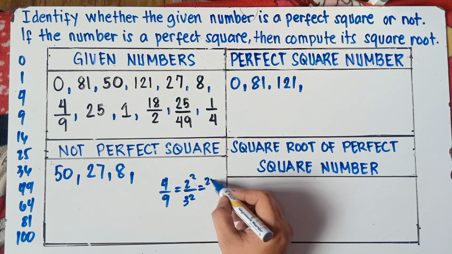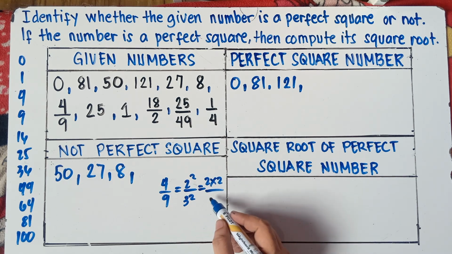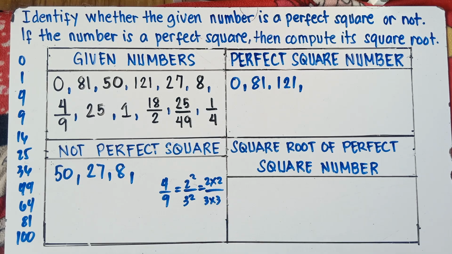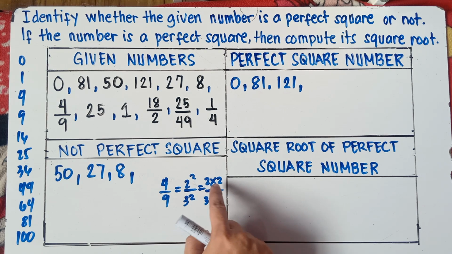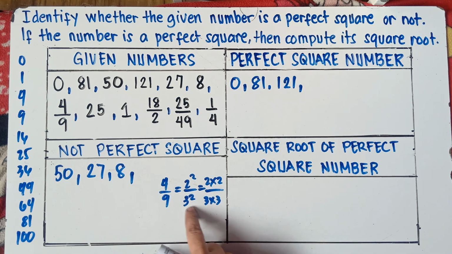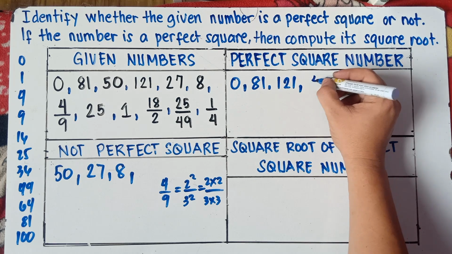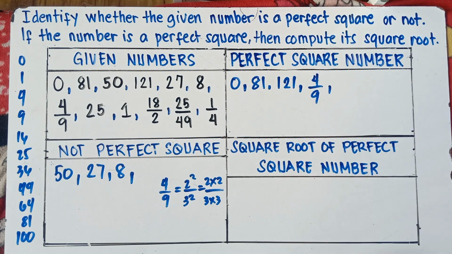So 2 squared means 2 times 2, and 3 squared means 3 times 3. Therefore, class, we get a square of an integer. 2 squared, that's 4. 3 squared, that's 9. Therefore, class, this 4 over 9 is a perfect square. We already explained that one, class, on the first part of our video. So 4 over 9 is a perfect square.